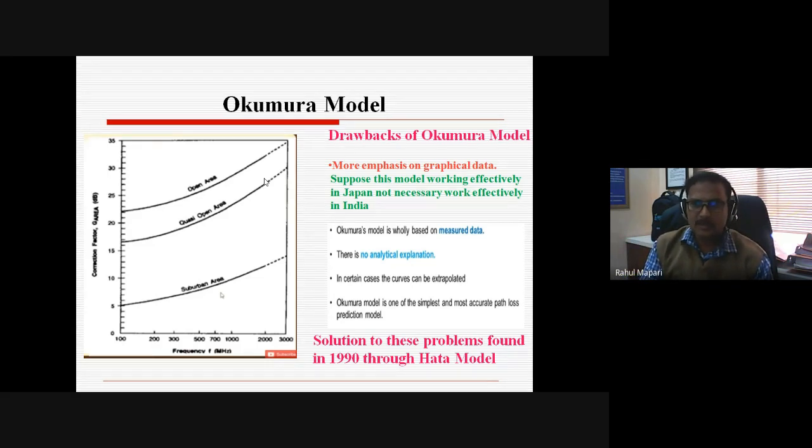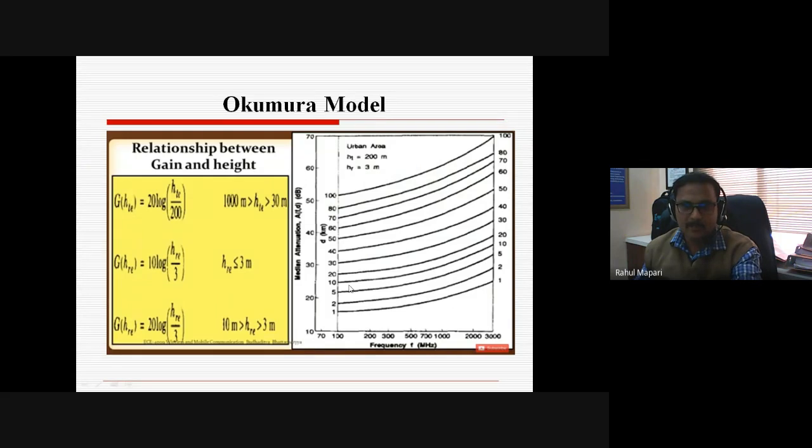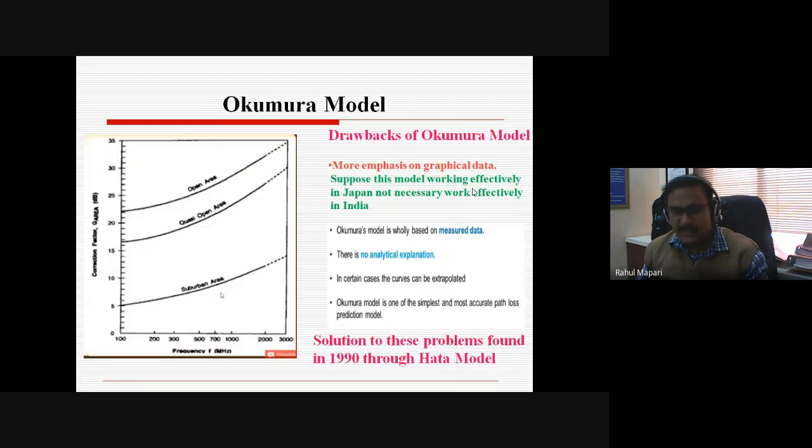The Okumura model is wholly based on measured data, meaning the empirical or graphical data. There is no analytical explanation. In certain cases, the curves can be extrapolated. For example, here I want the AMU value for 45 kilometer. Then consider 45 kilometer here, and you have to extrapolate this curve and then calculate the value. That's why the data is extrapolated. Okay, this is one of the drawbacks.